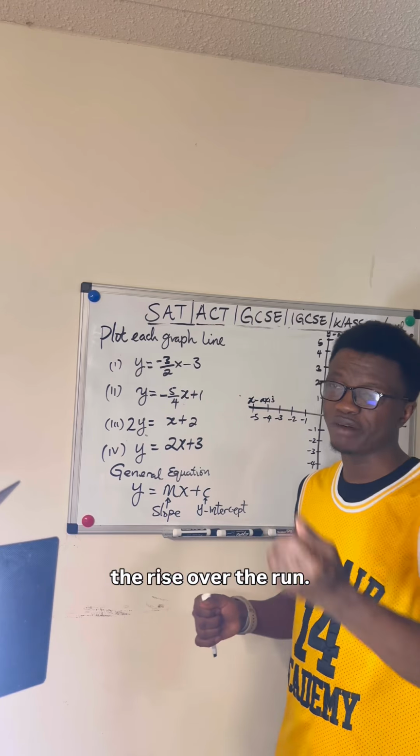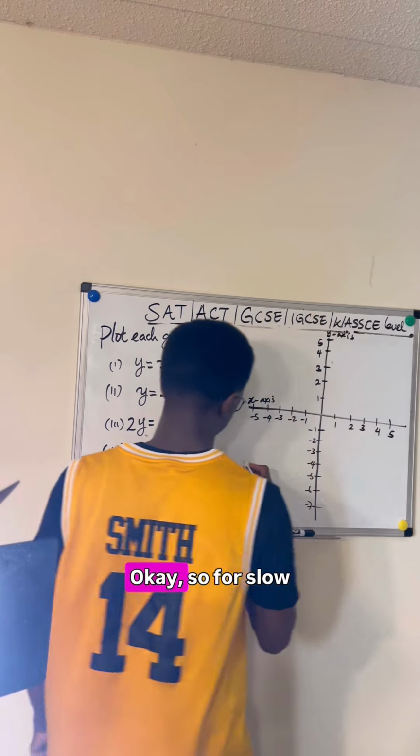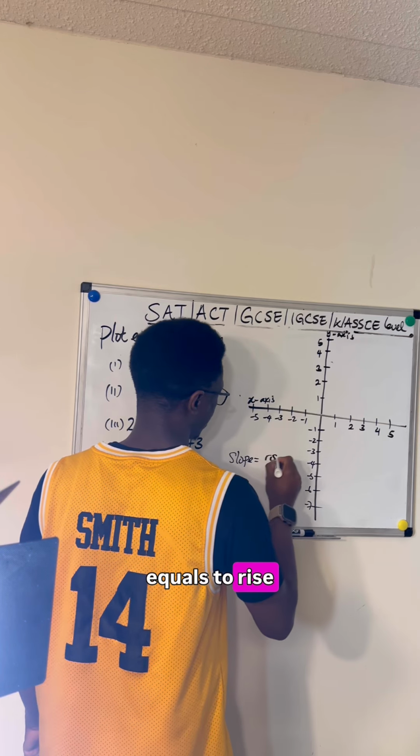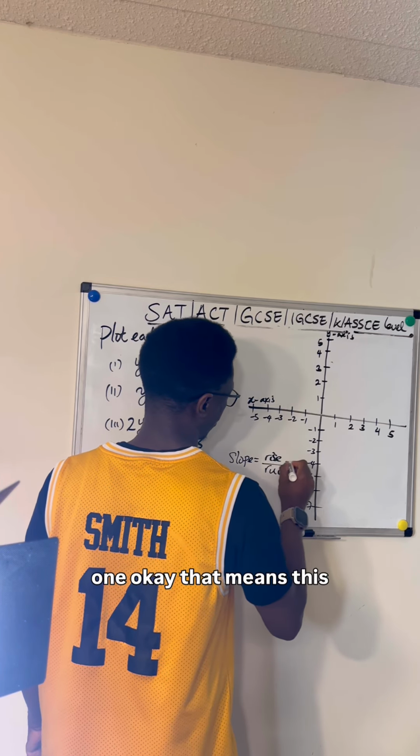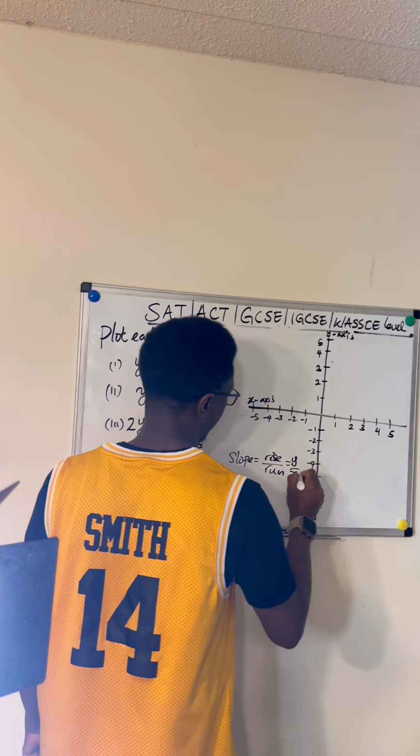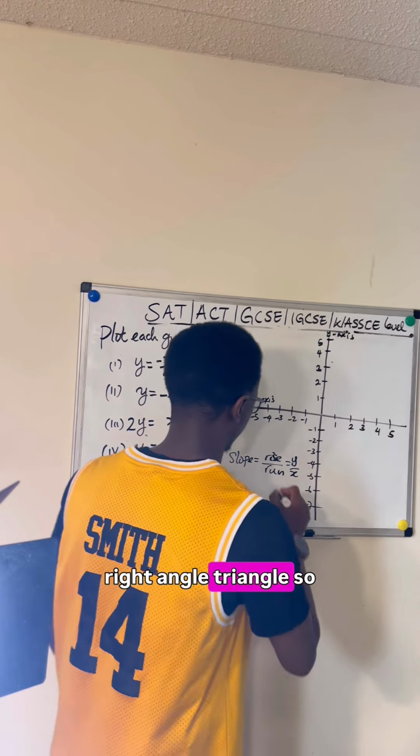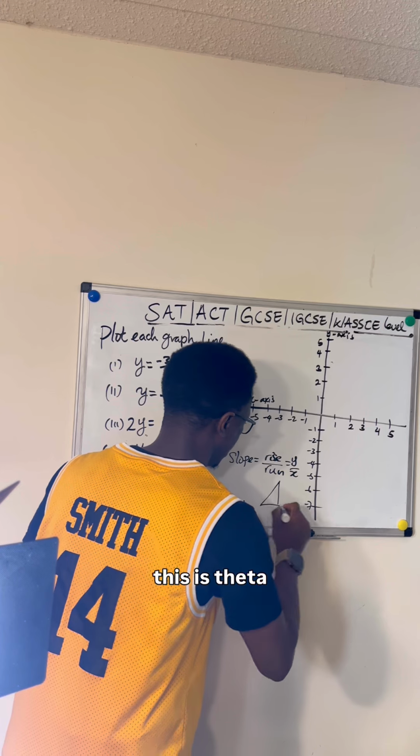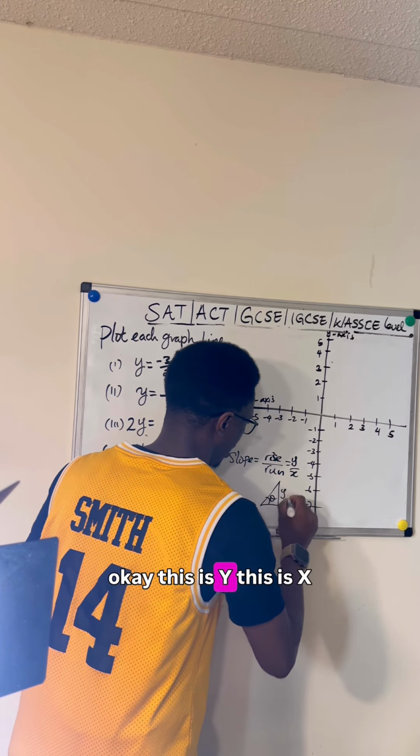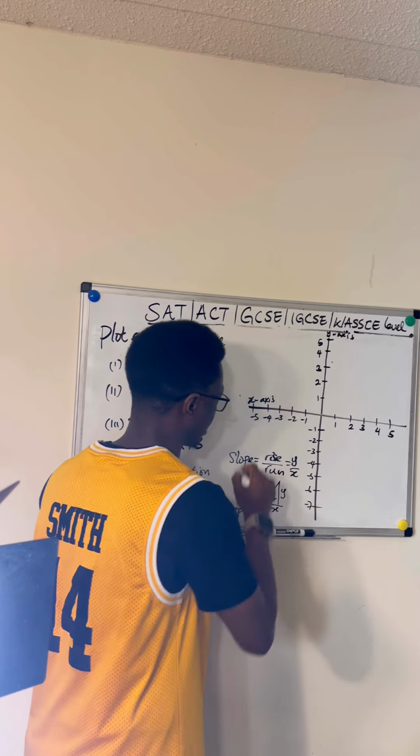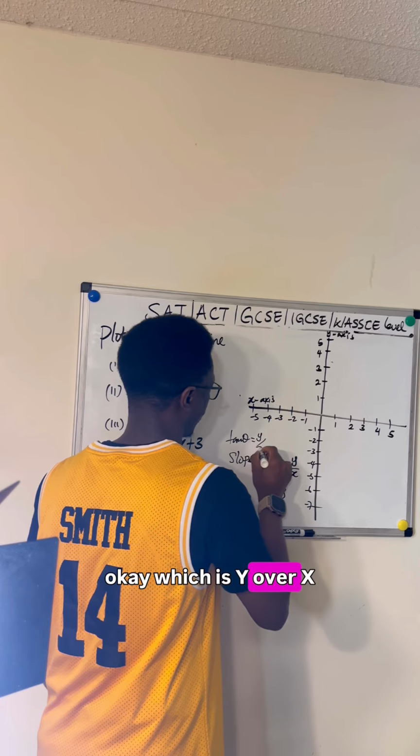Now, for the slope, you have the rise over the run. Okay, so slope equals rise over run. That means this is y over x. And you can prove this when you draw a right angle triangle. So if you are looking for theta, this is theta, this is y, this is x. Slope is like tan theta, which is y over x.